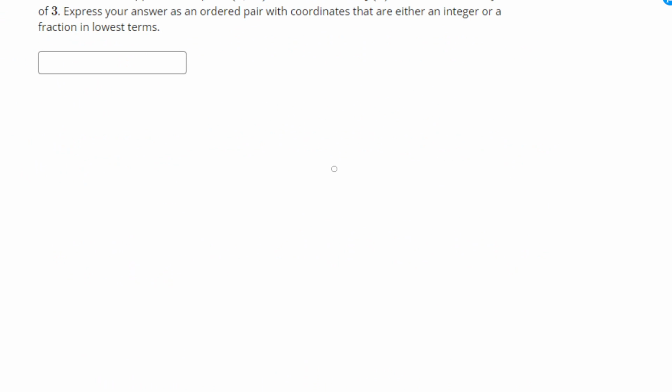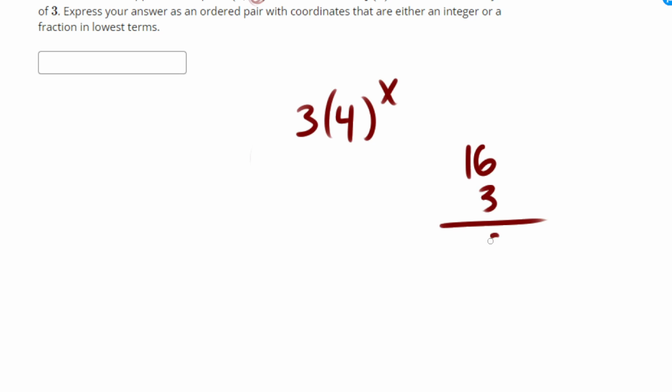What happens to the point 2, 16 when the function f of x is equal to 4 to the x is stretched by a factor of 3? So we'll do 3 times 4 to the x. It'll look something like that, but we don't even need that. We're just multiplying our y with our stretch factor. So 16 times 3, 48 it looks like. So 2, 48.